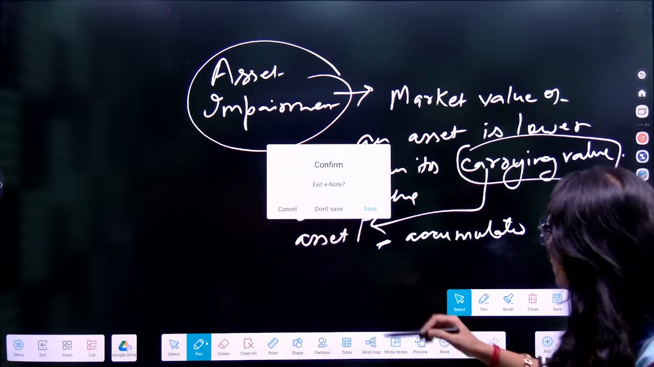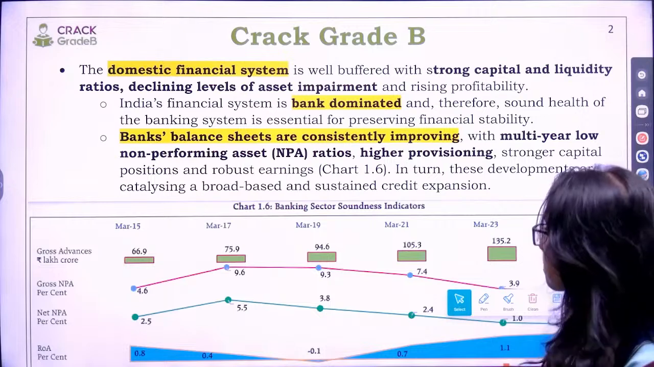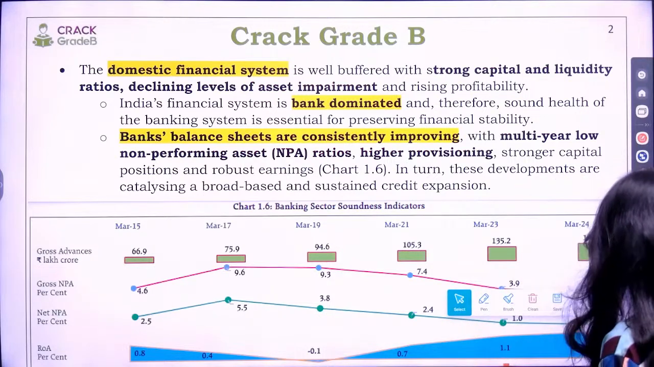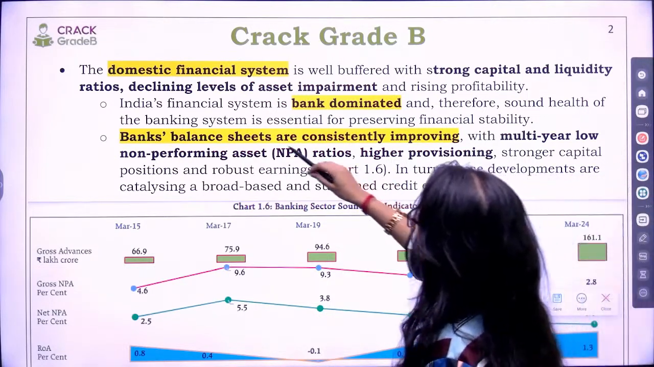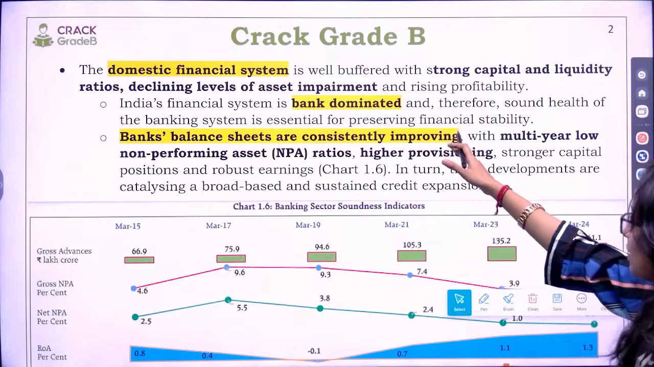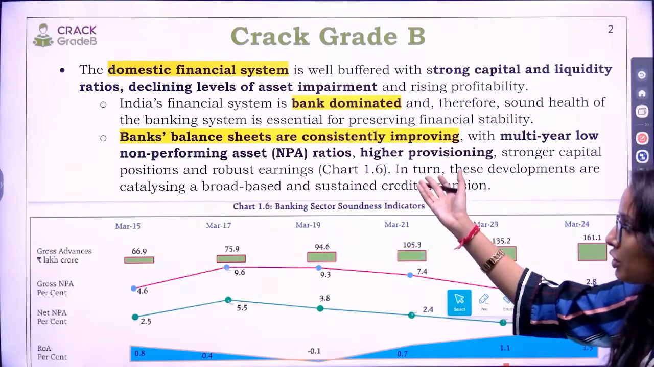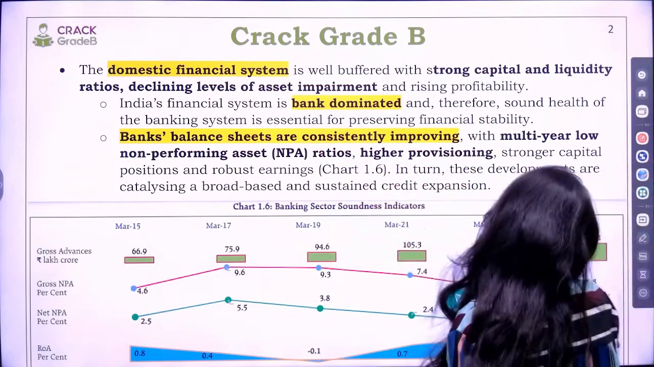Now moving back to the analysis. So here the report is saying that the domestic financial system is well buffered due to strong capital and liquidity ratios, also declining level of asset impairment.